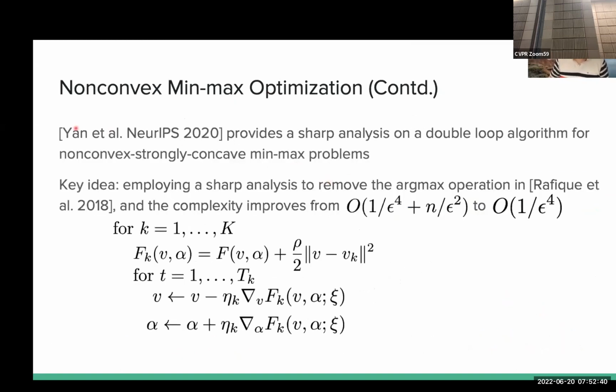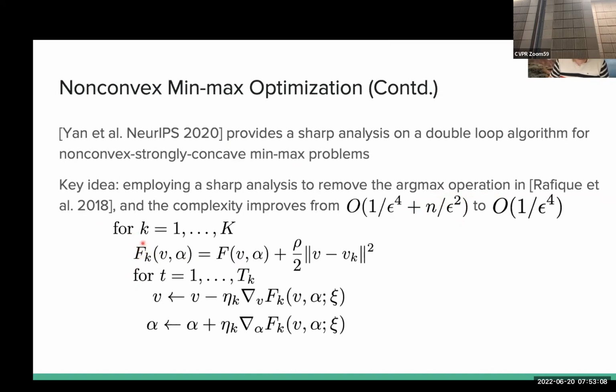And then Yan et al., in NeurIPS 2020, provide a sharp analysis of the double loop algorithm on non-convex strongly concave minimax problems. So the key idea is that they want to remove the argmax operation. Remember, in the previous algorithm by Rafique et al., they have the argmax operation, and that's the source of this complexity, n over epsilon^2. And you can see these algorithms are very similar. So they also have the double loop, right?